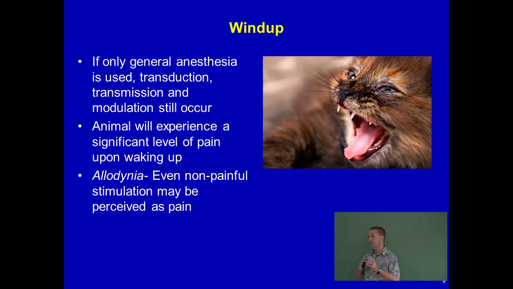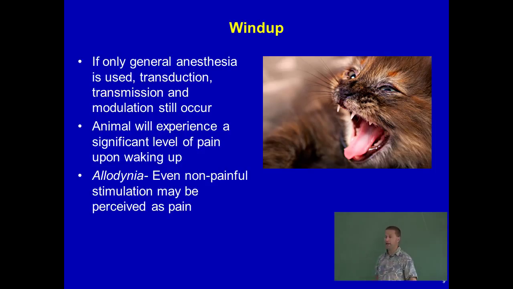Wind-up happens because even though the animal is unconscious through general anesthesia, the pain pathway is still being stimulated. We're still having transduction of these pain impulses and transmission to the spinal cord. And then those are eventually going to be sent up to the brain. And the brain will become aware of these when we wake back up that animal and it has no pain medication on board. So we can even get so much pain that that animal can experience something called allodynia, which is where stimuli that would normally not be painful are perceived as pain.